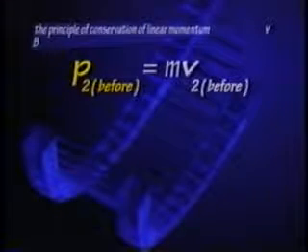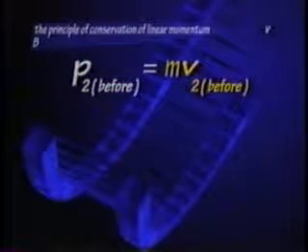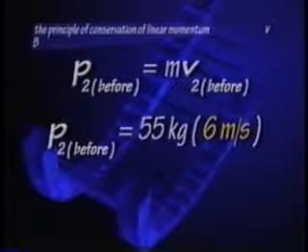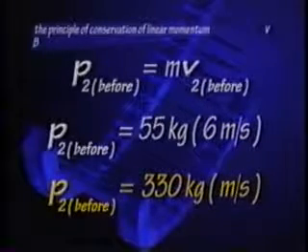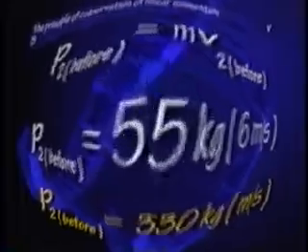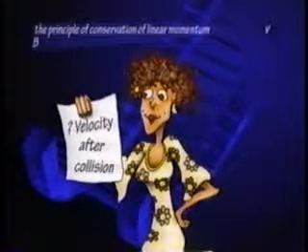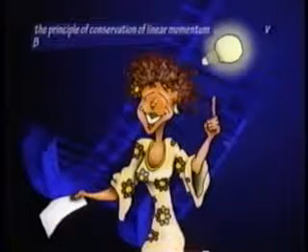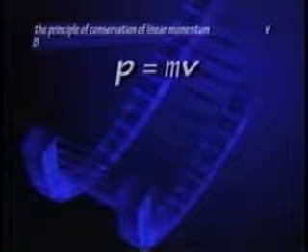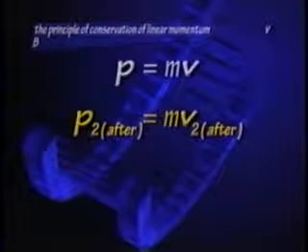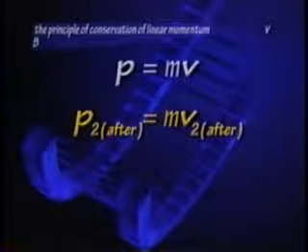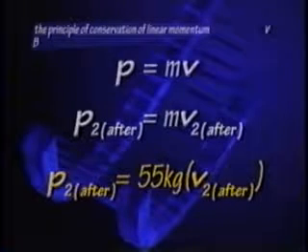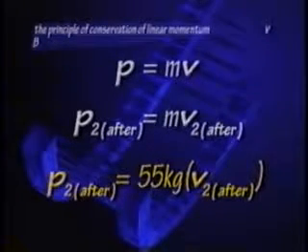Now let's find out the momentum of the smaller player before the collision. Well, his momentum, P2 before, equals his mass times his velocity before the collision. That's 55 kilograms times 6 meters per second. So, his momentum before the collision is 330 kilogram meters per second. But the problem asks us to find his velocity after the collision. Since we don't know that yet, let's just set up the equation. Since P equals mv, his momentum after the collision, P2 after, equals his mass times velocity after the collision, mv2 after. Plugging in his mass, 55 kilograms, P2 after equals 55 kilograms times V2 after.